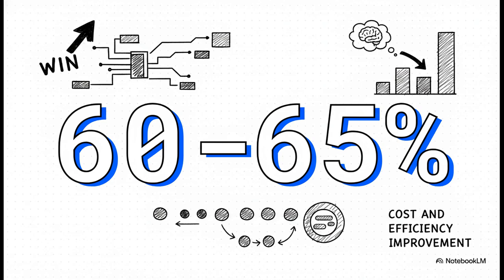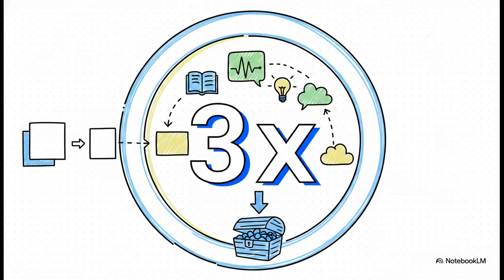And I want to be clear, this isn't some minor tweak. This is a fundamental shift in the cost and the efficiency of your entire AI system. And what does that saving get you? How about 3 times the context capacity? Yeah, that means for the exact same token cost, you can inject 3 times more meaningful, relevant knowledge into your prompt. And that dramatically improves the quality and the depth of your AI's responses.